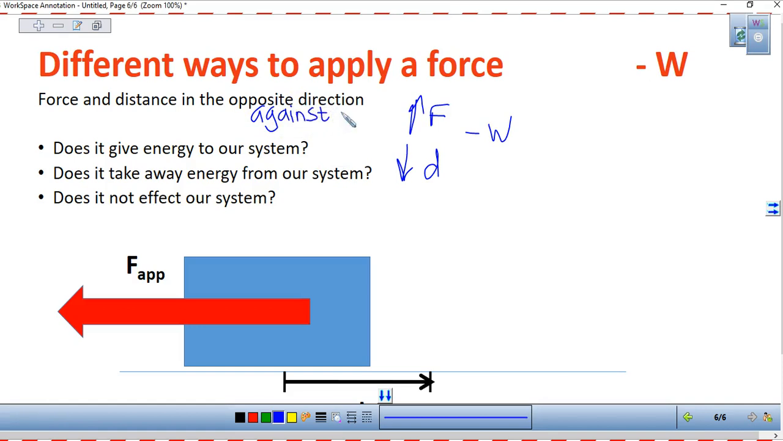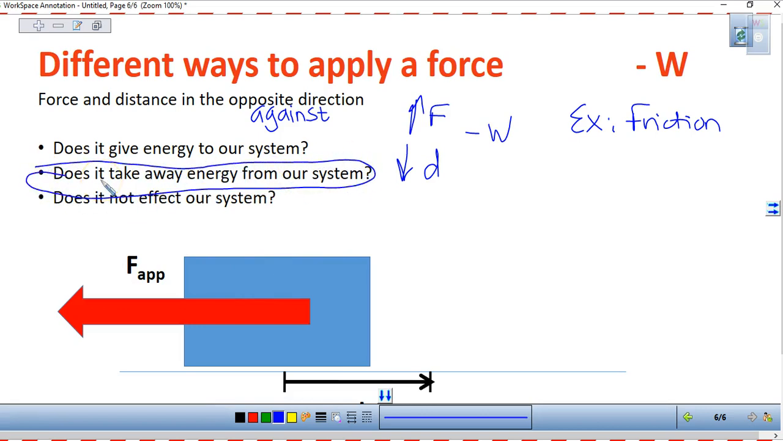So against, like that. In this case, I'm actually going to give you an example first. The biggest example is friction. And what do we know about friction? Does friction give speed to things or take away speed? Take away speed. So this is a case where energy is taken from our system. So in this case, this is an energy loss. And then we're slowing down, we're losing speed.